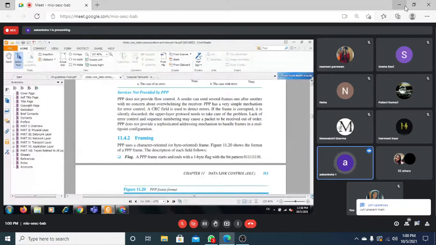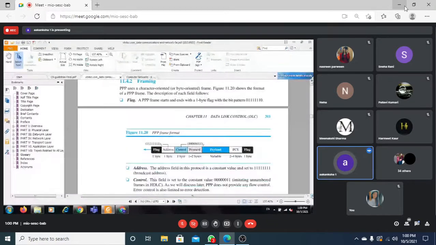Then we have the concept of framing. In short, we will discuss framing in this chapter. The framing will be discussed at full length in the next class tomorrow. PPP uses character-oriented, byte-oriented framing, and you can see here in Figure 11.20 the PPP frame. This is one frame, and the frame has two flags. You can see at both ends, left and right, a 1 byte sequence of bits, that is the flag.